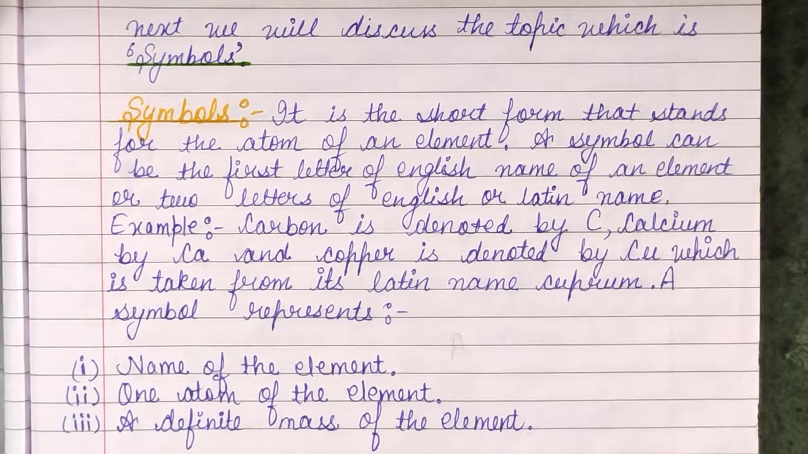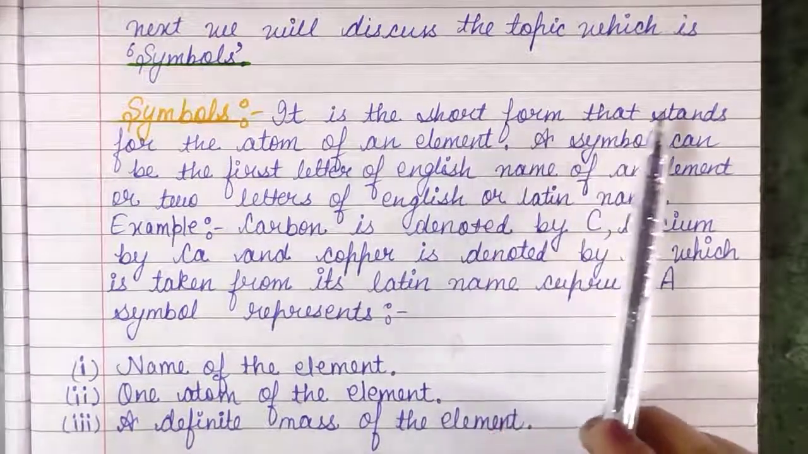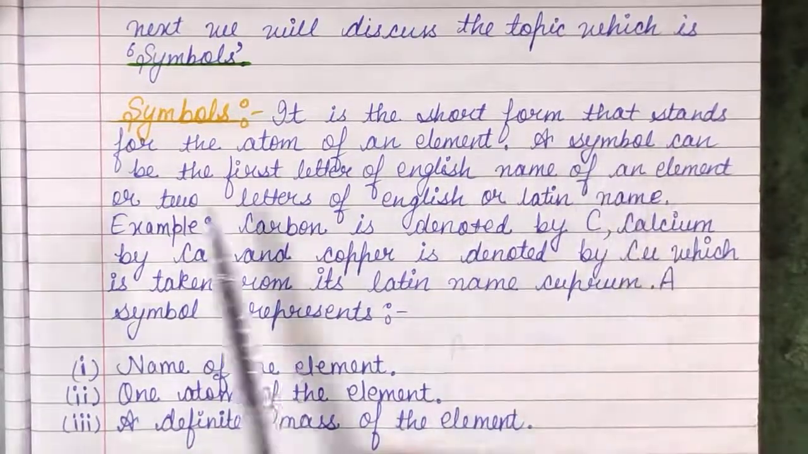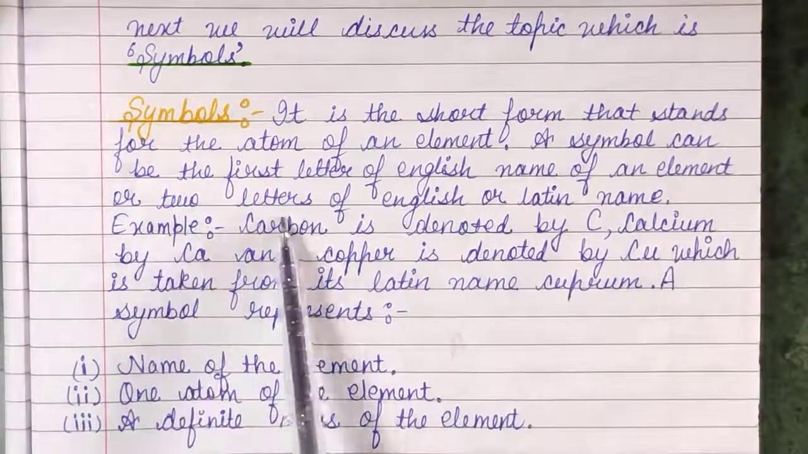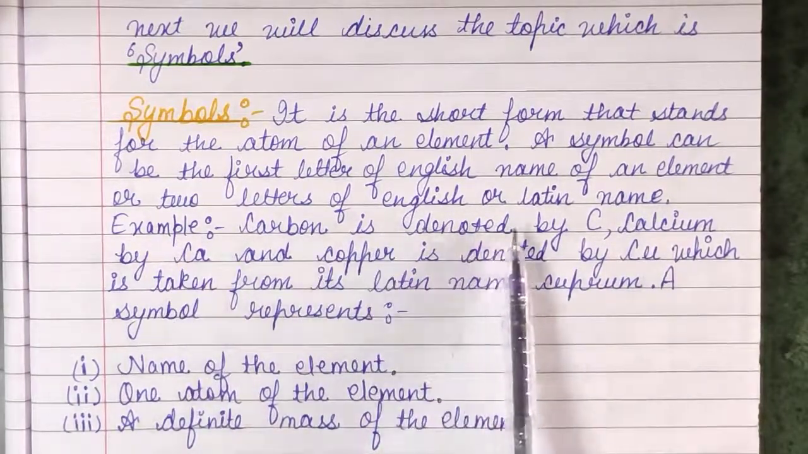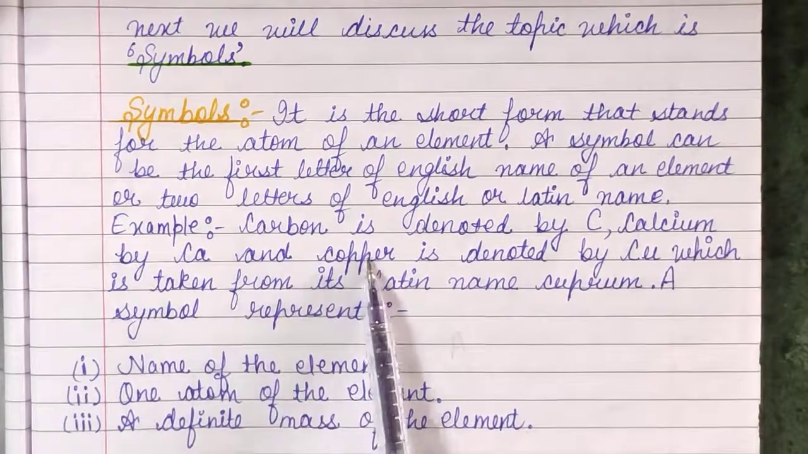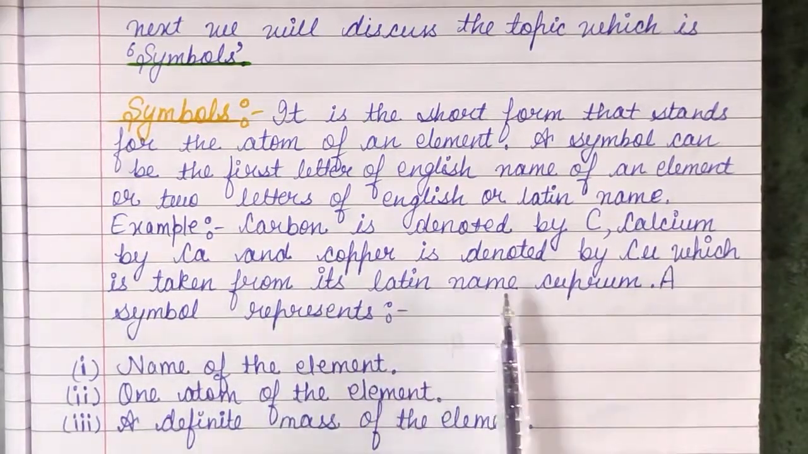Next, we will discuss the topic which is symbols. So what is a symbol, students? It is the short form that stands for the atom of an element. A symbol can be the first letter of the English name of an element or two letters of the English or Latin name. Example, carbon is denoted by C, capital C, calcium by Ca, and copper is denoted by Cu, which is taken from its Latin name cuprum.